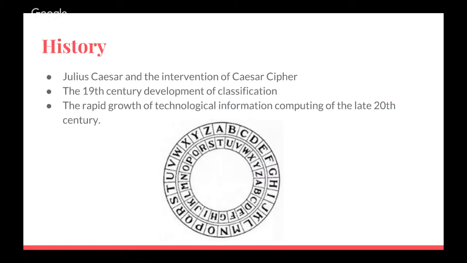Information security dates back to the early days of communication. One of the first real information security systems was developed by Julius Caesar, called the Caesar cipher, which was created to prevent secret messages from being read using cryptography. The image right below the bullet points is the main use of the Caesar cipher.